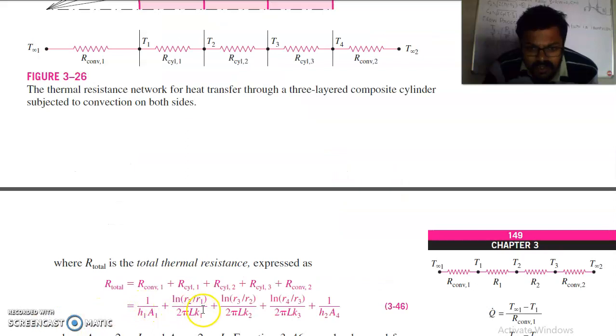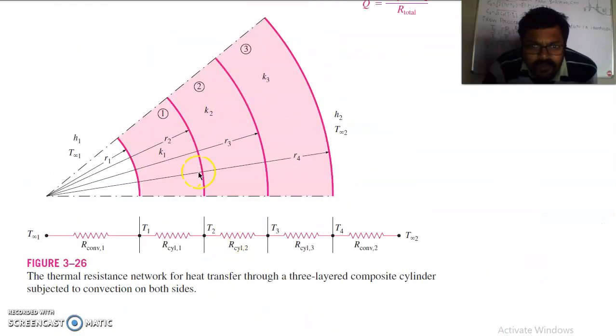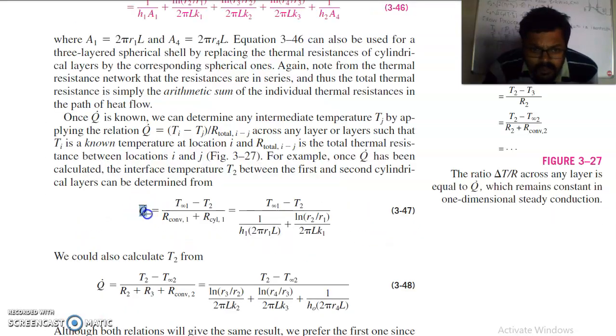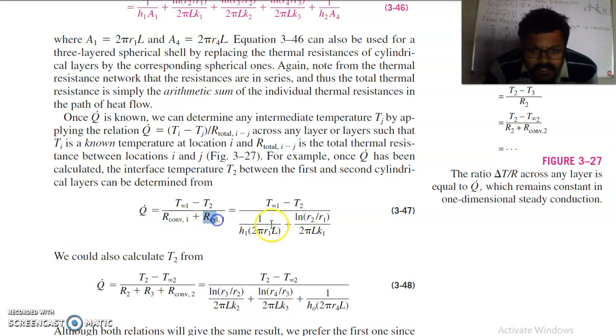So this is the R total here, where this is the convective resistance, this is the resistance of the first layer, second layer of cylinder, third layer of cylinder, and this is the convective heat resistance. Once Q is known, you can find any intermediate temperature, meaning you can find the temperature at this interface, this interface. If Q is known and T infinity 1 is known, you can find T2. If R convective and R cylinder are known, you can solve this for T2.